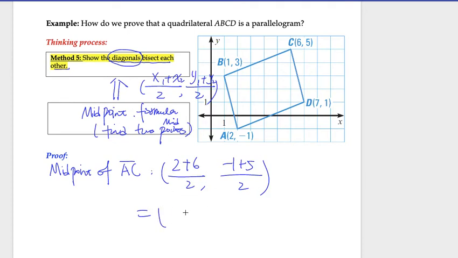2 plus 6 is 8. 8 divided by 2 is 4. Then for y, -1 plus 5 is 4, and 4 divided by 2 is 2. So the midpoint of AC is (4, 2). That is 1, 2, 3, 4. (4, 2) is here. So this is the midpoint for AC.